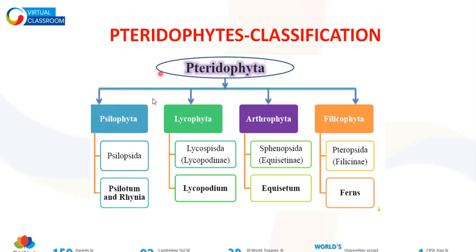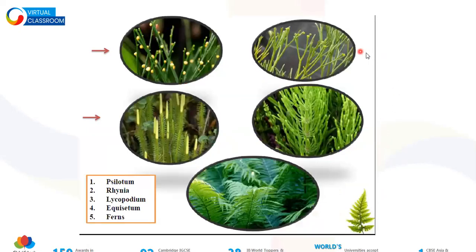So not much you need to remember about them, but I just thought of telling you about the classification of Pteridophyta. These are Psilopsida, Lycopsida, Arthropsida, and Phyllocopsida. These are some examples. Depending on the strobili formation or not, and the homospory or heterospory, they can be classified like this. These are different examples of fern. All of them are unique in their own way.